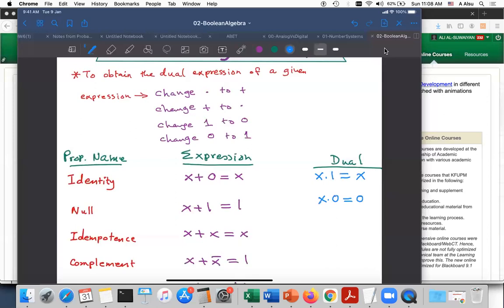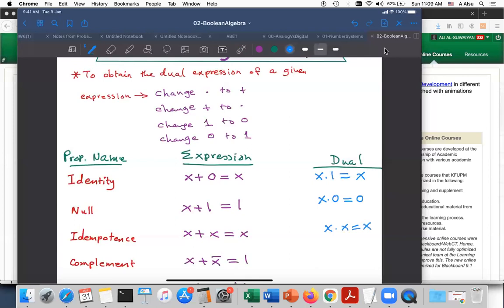What about the idempotence property? It means that x ORed with x is x. If you take something and you OR it with itself, you get the same thing. If it was a 0, you get a 0. If it was a 1, you get a 1. So x ORed with x is x, and the dual of that is x ANDed with x is x. Same thing. If you take something and you AND it with itself, you get the same thing.